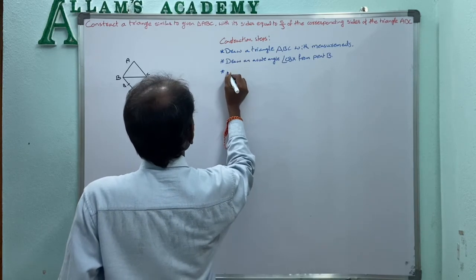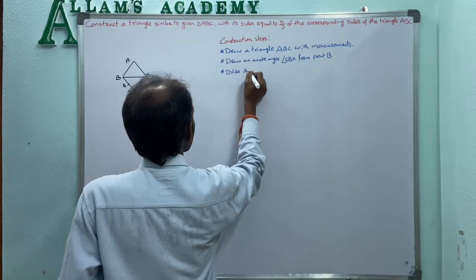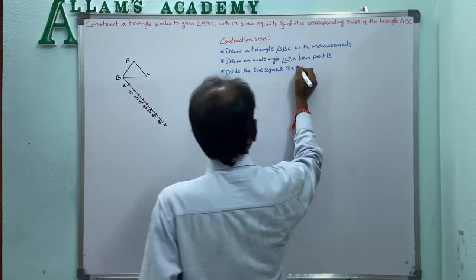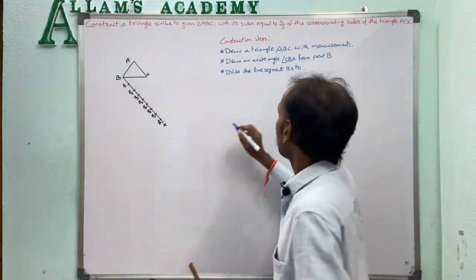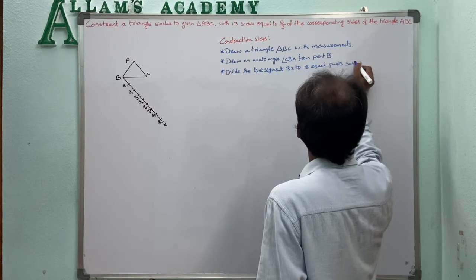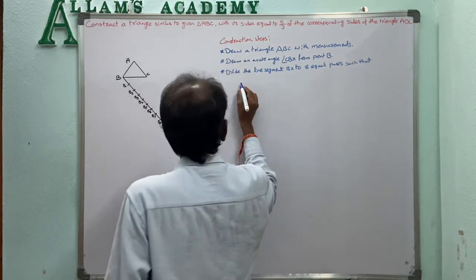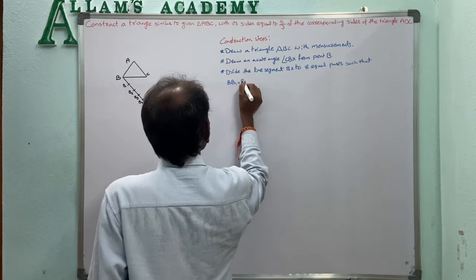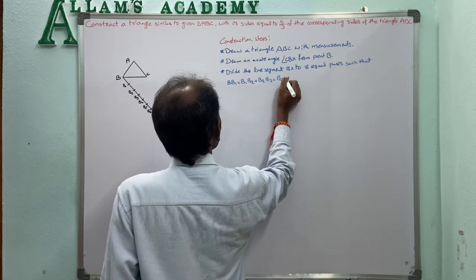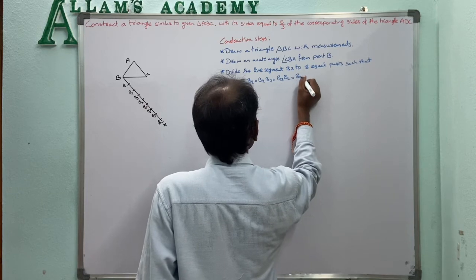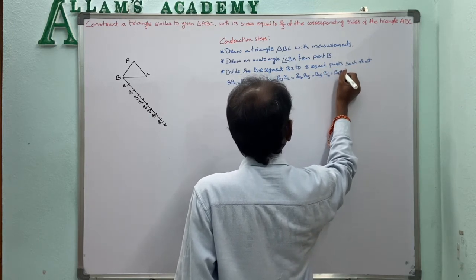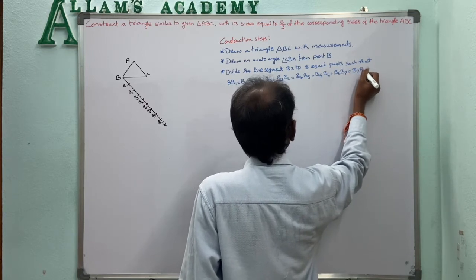Next, divide the line segment BX into 5 plus 3, 8 equal parts such that B1B2 equal to B2B3 equal to B3B4 equal to B4B5 equal to B5B6 equal to B6B7 equal to B7B8.